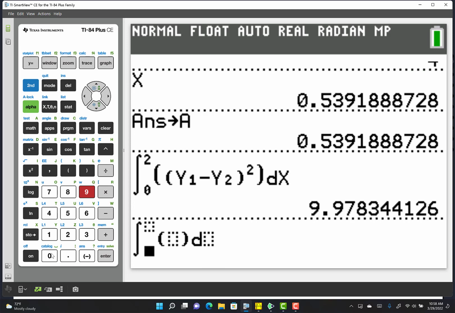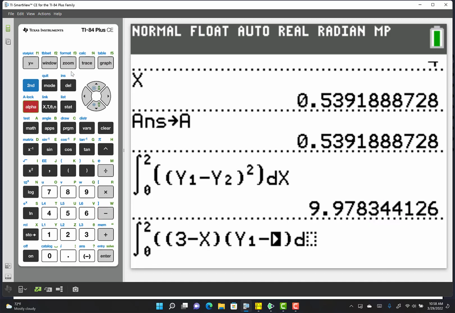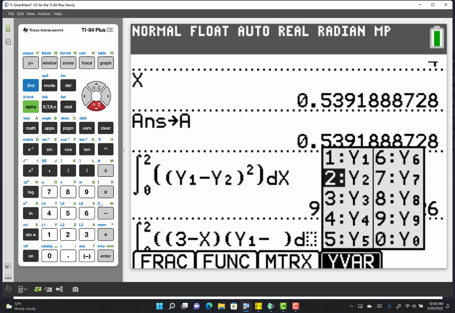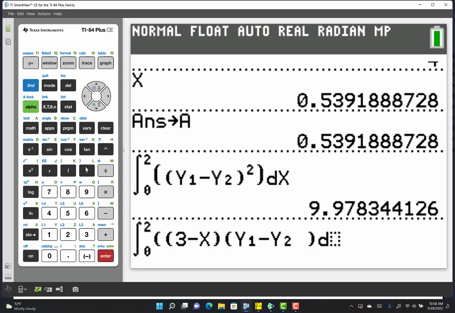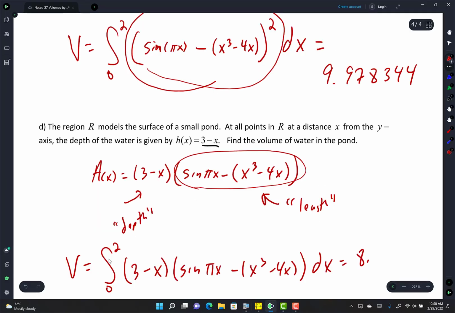Math 9, 0 to 2. And I'm going to type in 3 minus x, close, open, alpha trace y1 minus alpha trace y2, close. I think I did everything correct. Push enter. 8.3699, is that what you guys got? 8.3699.